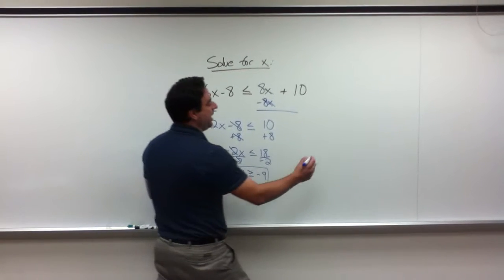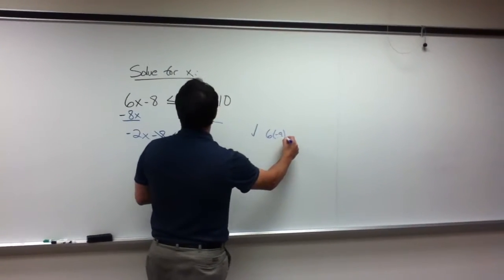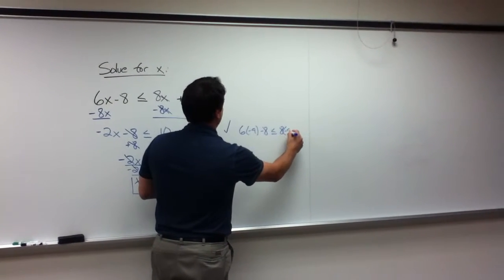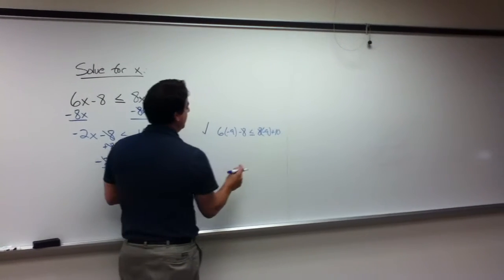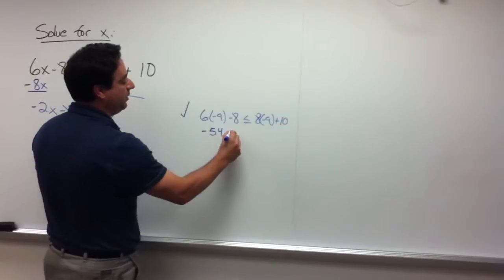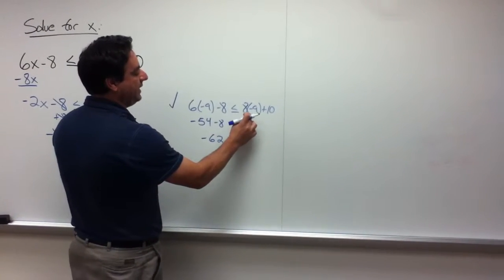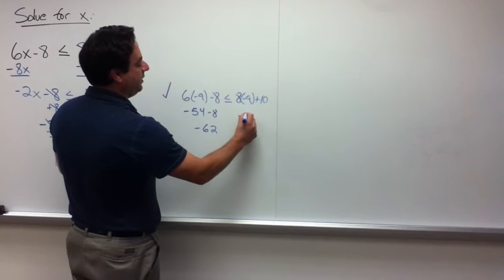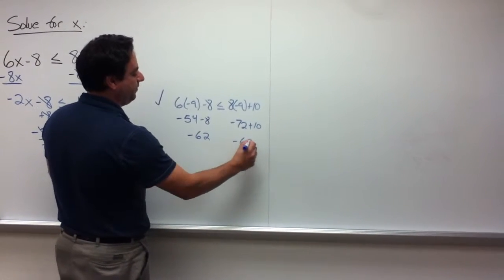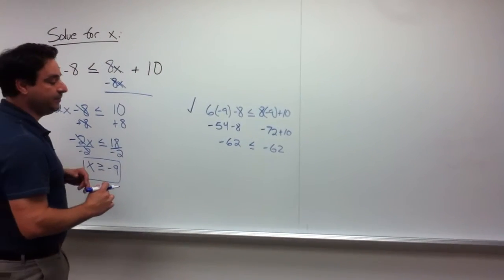If we take negative 9 and plug it back into our equation, we can check to make sure it's correct. So, 6 times negative 9 is negative 54, minus 8 is negative 62. 8 times negative 9 is negative 72, plus 10 is negative 62. Notice both sides are equal. That shows we've done it correctly.